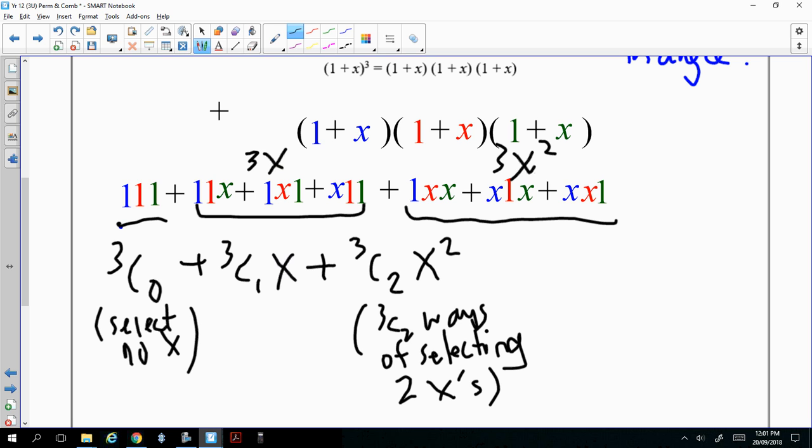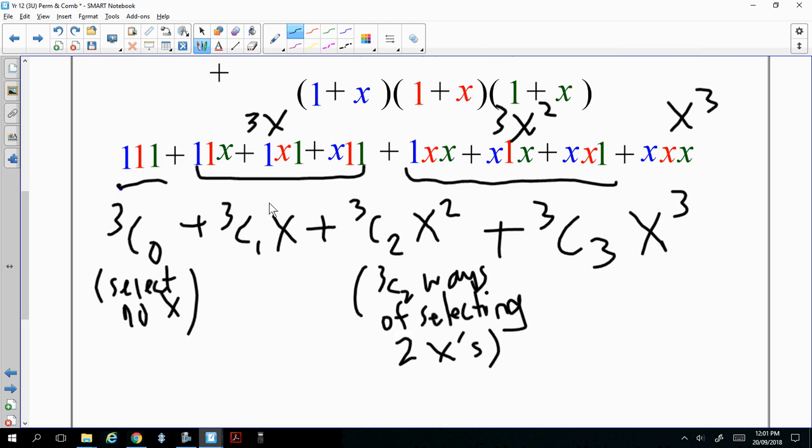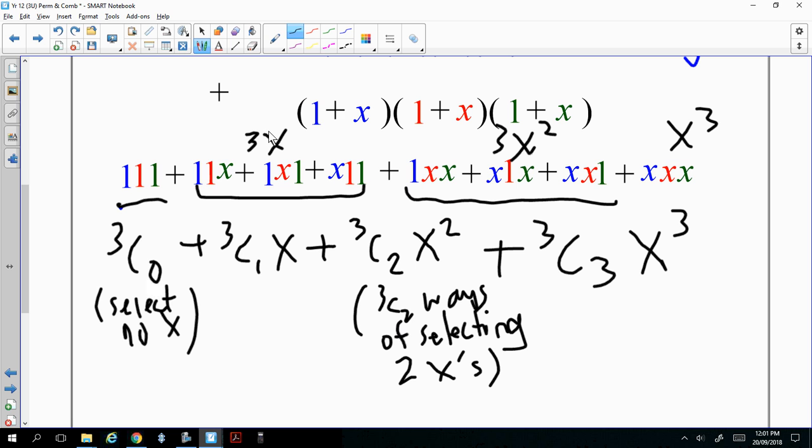And finally, we have one way of selecting all 3 x's. So you get x here, x there, and x there. There's only one way, x cubed, which is 3c3, which is one way. So you can see the binomial theorem in a different way, and it makes more sense to think of it in terms of the number of selections for each x term.